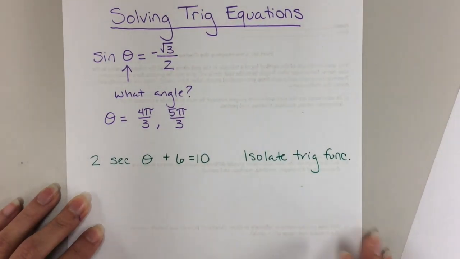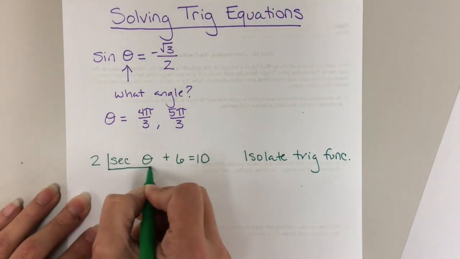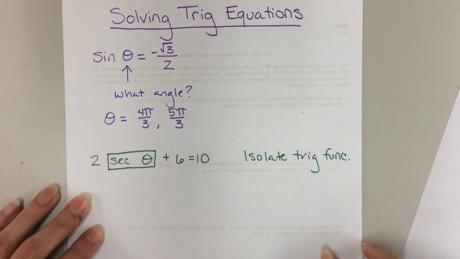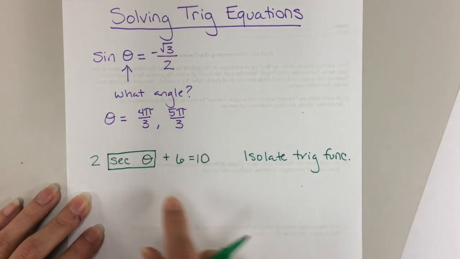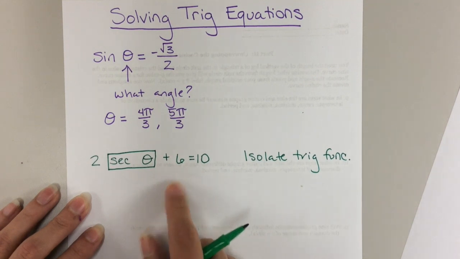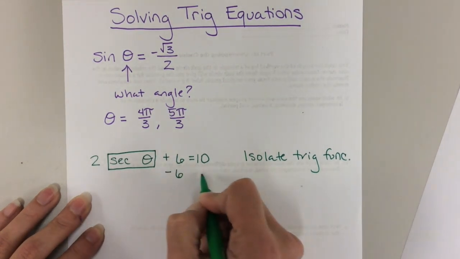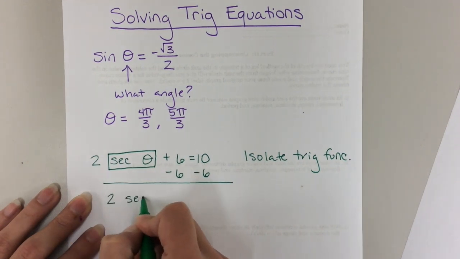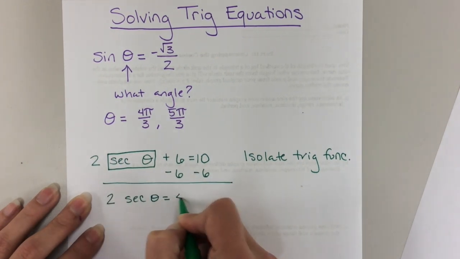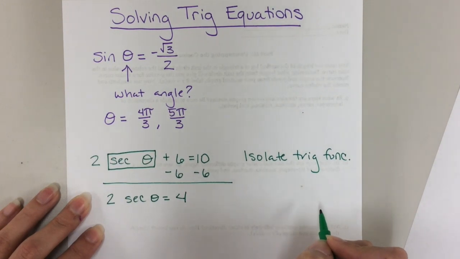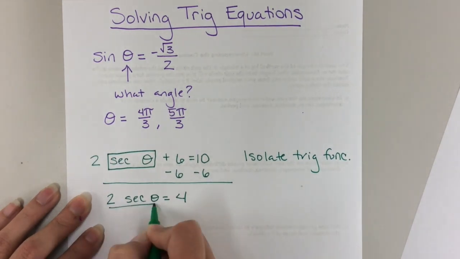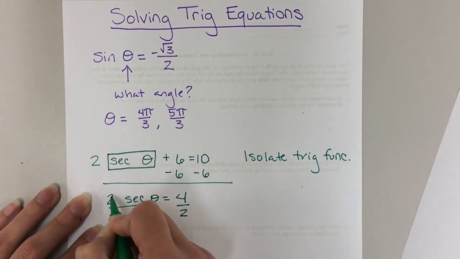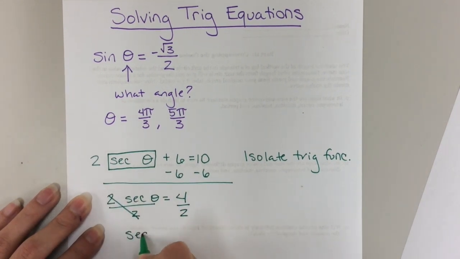Okay, so where is your trig function? It's right here. So I want to get that by itself. Step 1, I'm going to move this plus 6. I want to undo that. So I'm going to subtract 6 from both sides. And so we have 2 secant of theta equals 4. We're going to get rid of the 2, so we're going to divide both sides by 2. And so we end up with secant of theta equals 2.